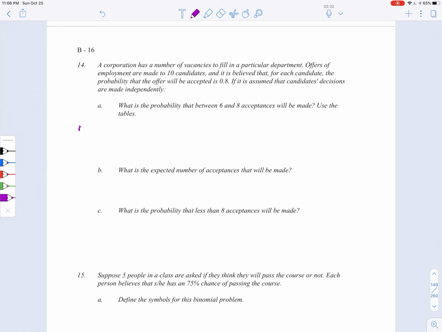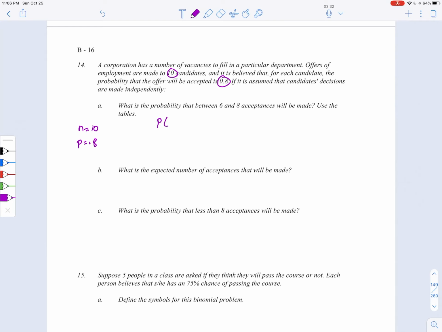So let's take a look first of all at the parameters that we have here. n is equal to 10 candidates. p is equal to 0.8, which is the probability of success of them accepting the offer. So this is binomial. They'll either accept it or not. The p is the same for each candidate, and they're independent of each other, which is stated there. So this is a binomial problem.